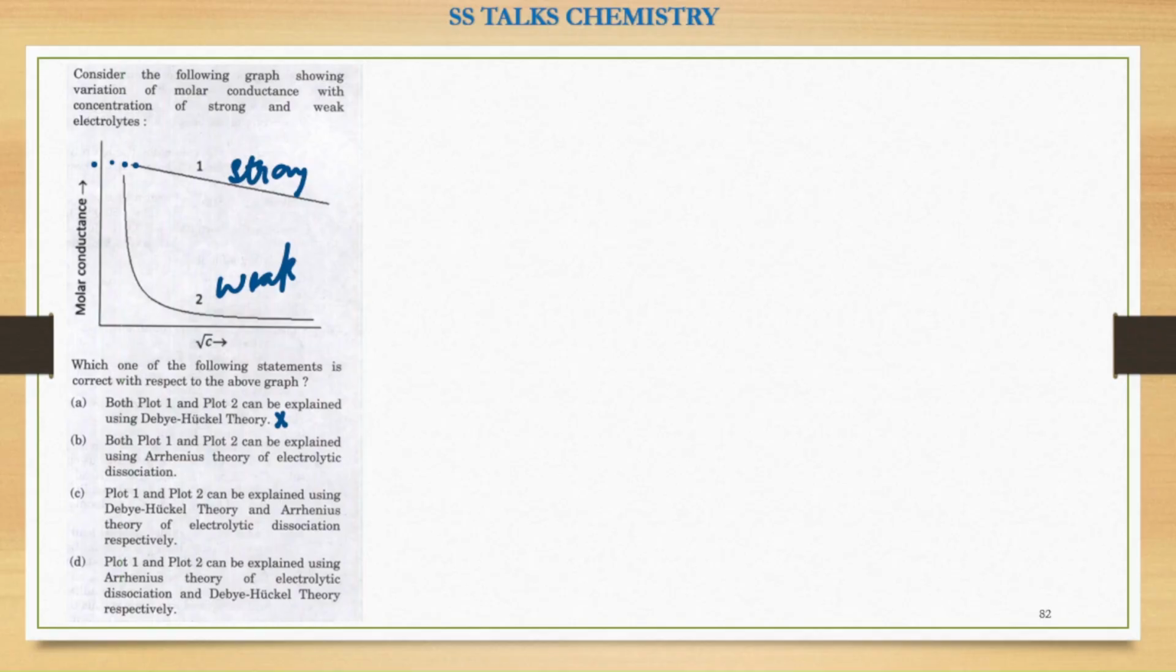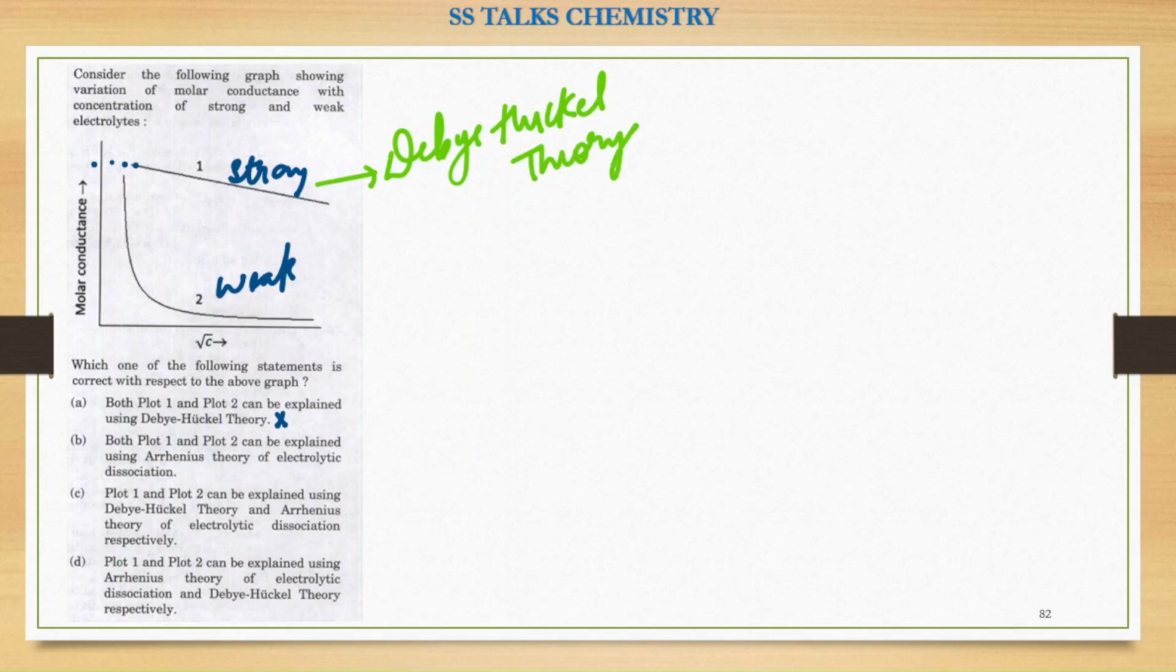So the first plot is for the strong electrolyte. Here we are saying that as we are decreasing the concentration, or diluting the electrolytic solutions, the conductance is increasing because the ionic interactions are decreasing in them. And this is explained by the Debye-Huckel theory.